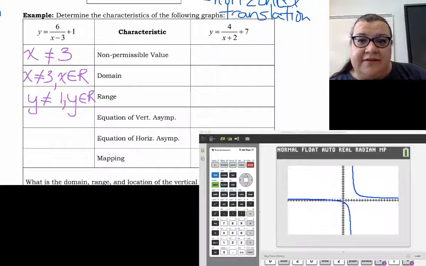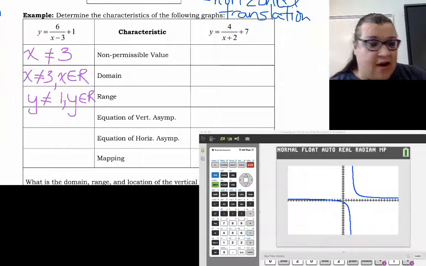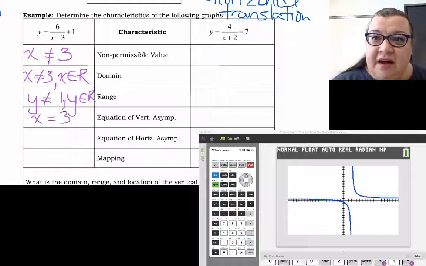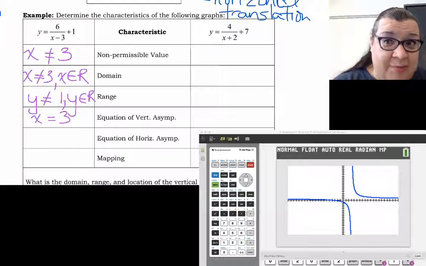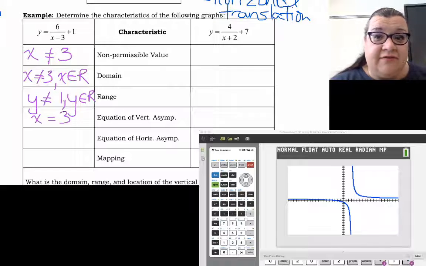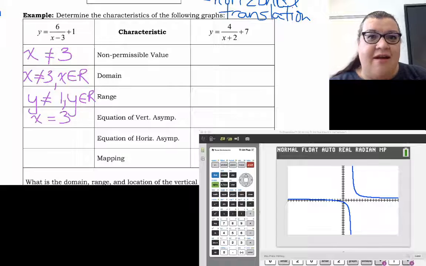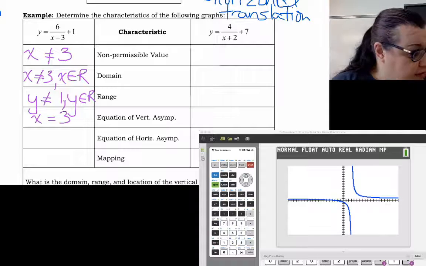So there's our graphs again. Our vertical asymptote would be this line here. What vertical line are we never crossing? We are never crossing x equals 3. So again, related to your non-permissible value and to your domain. What's the equation of our horizontal asymptote? What horizontal line are we never crossing? Well, that's related to your range. You are never going to get to y equals 1.